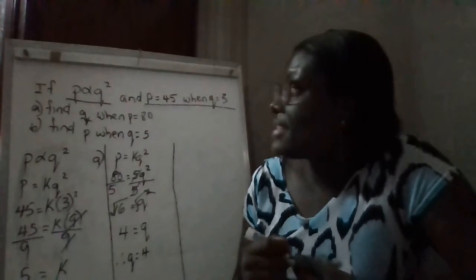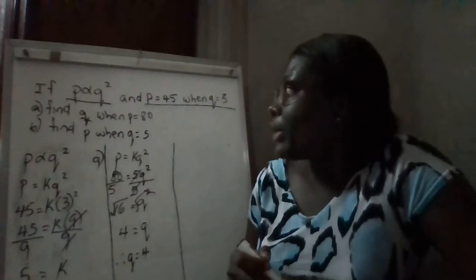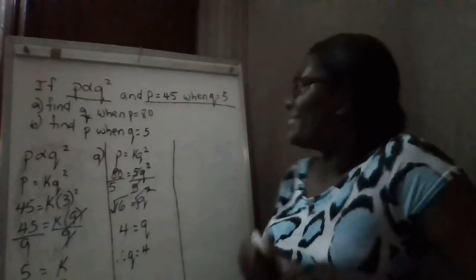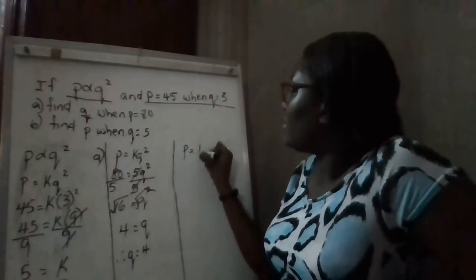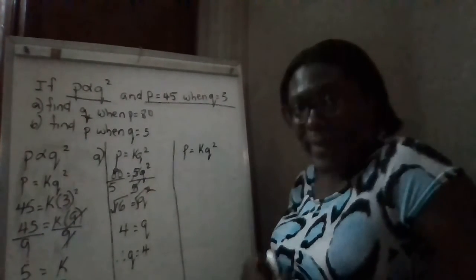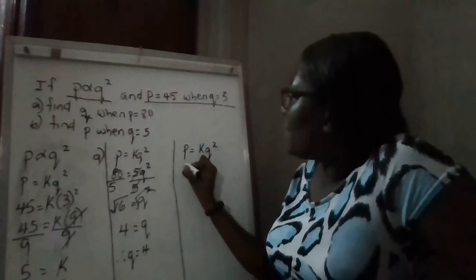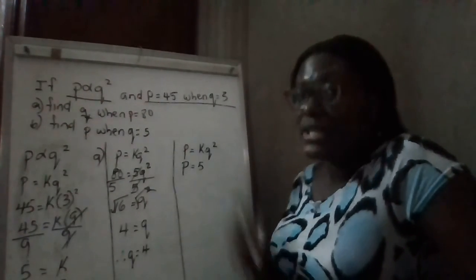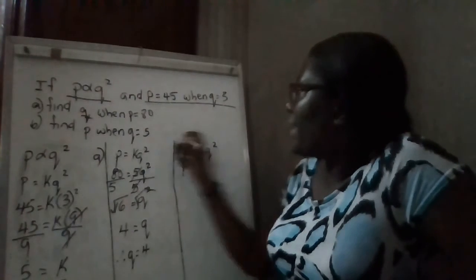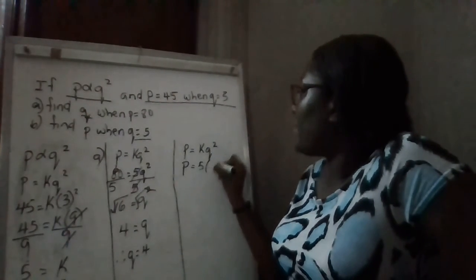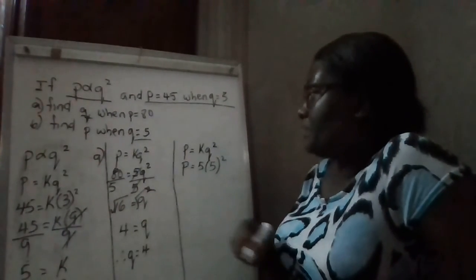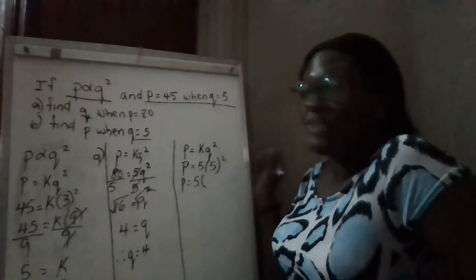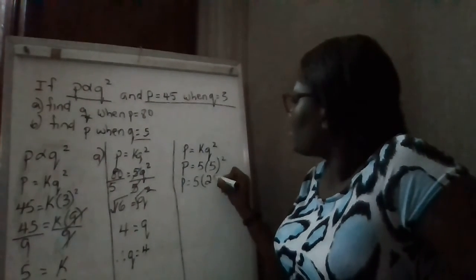The next part of the question says, find P when Q is 5. Again, we're going back to our equation. So we write P is equal to K Q squared. In this case, I'm finding P, so I write back the variable P. K again, as I said, we found it from the first part, which is 5. And Q in this case now is going to be 5. So I replace the letter with 5 squared. So P is equal to 5, and of course, 5 squared would be 25.